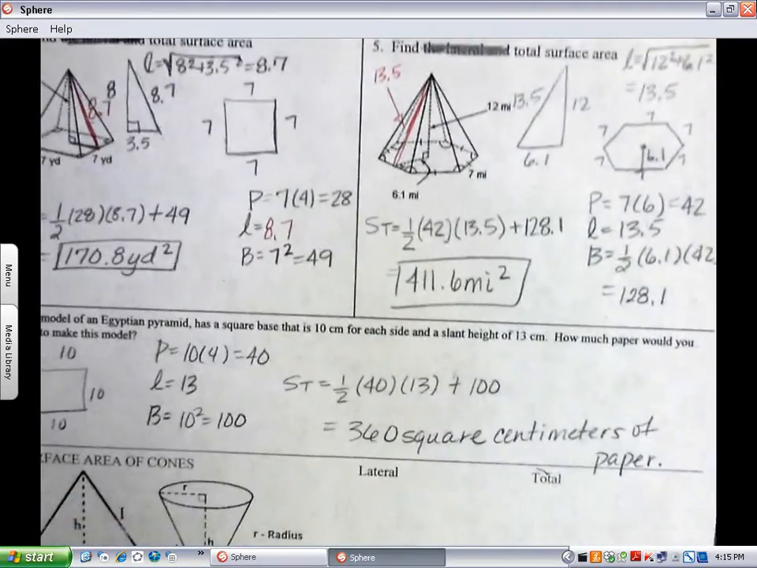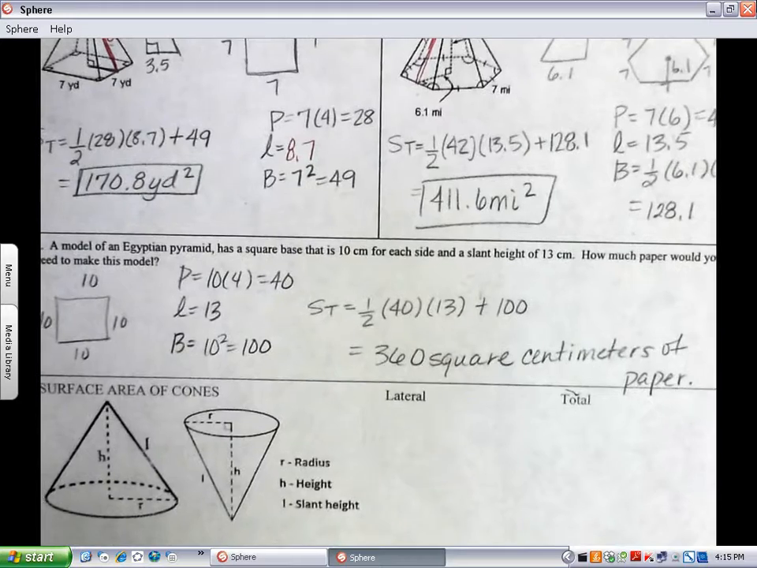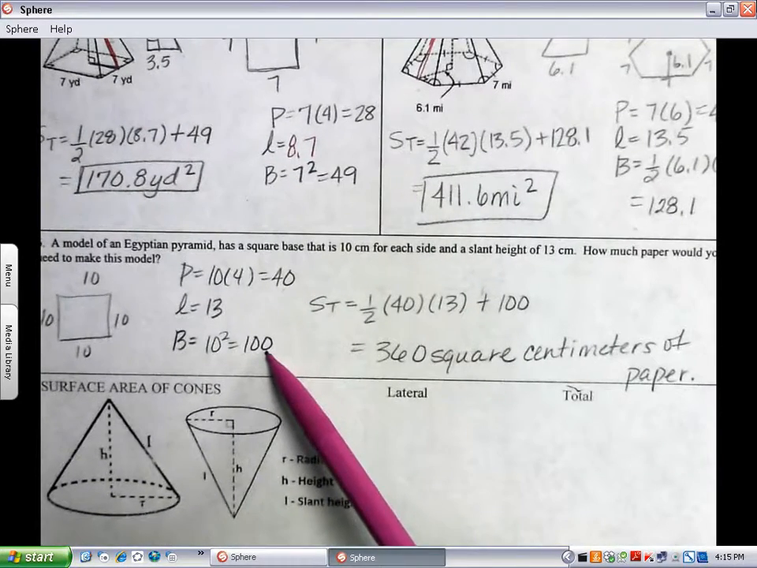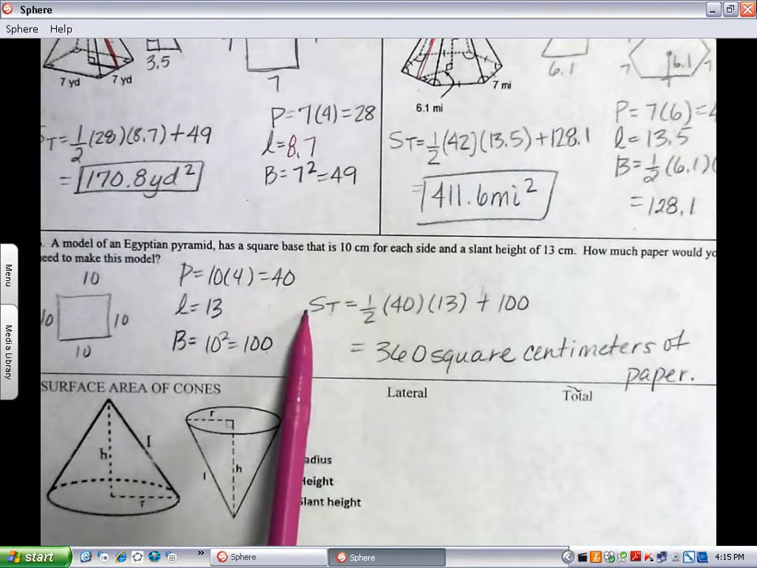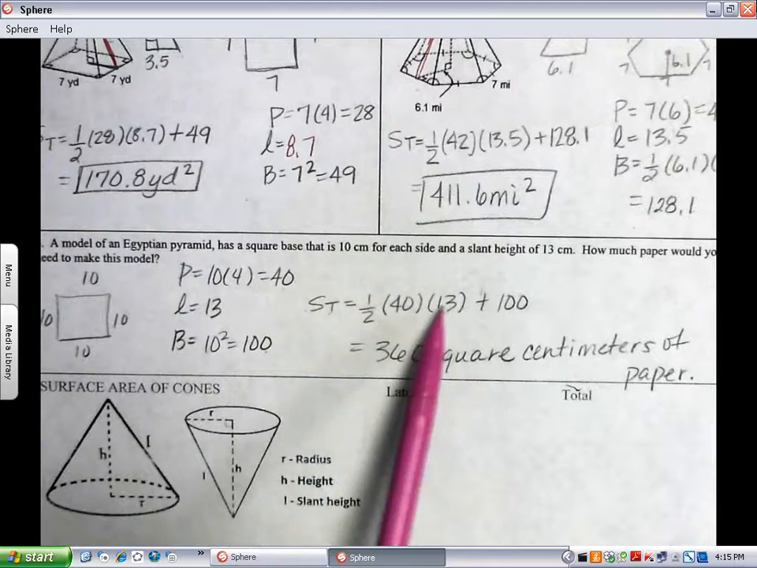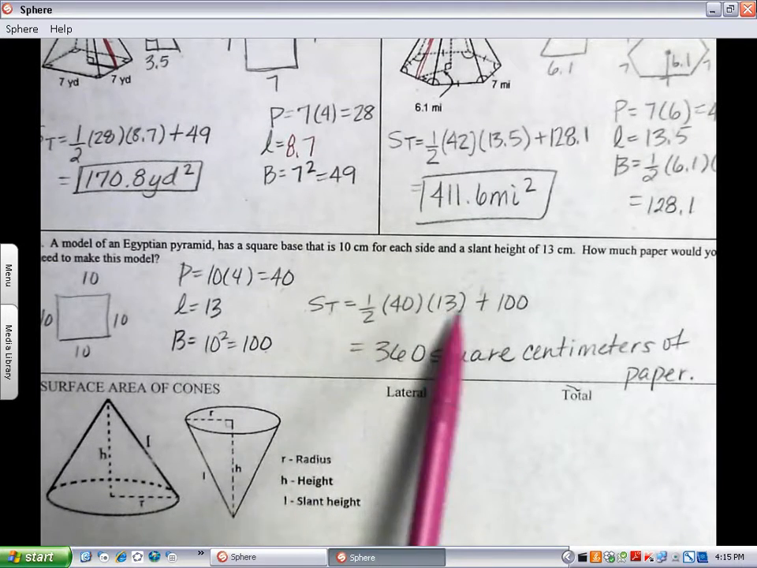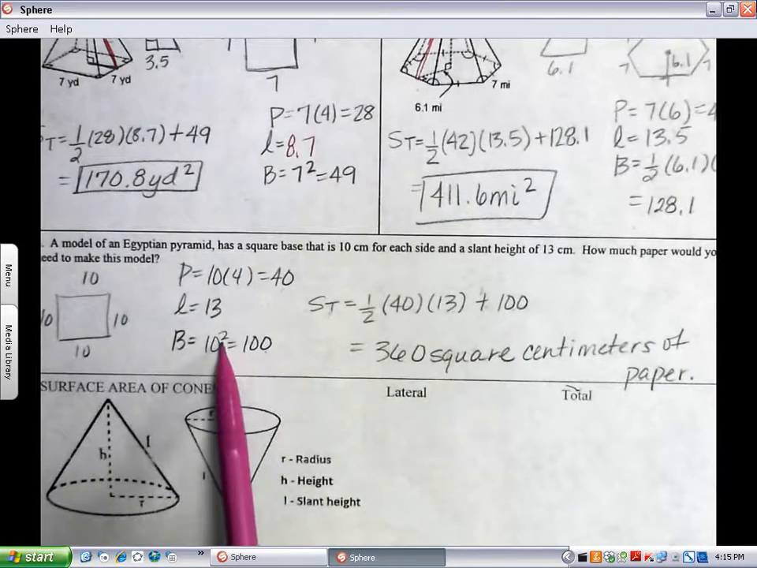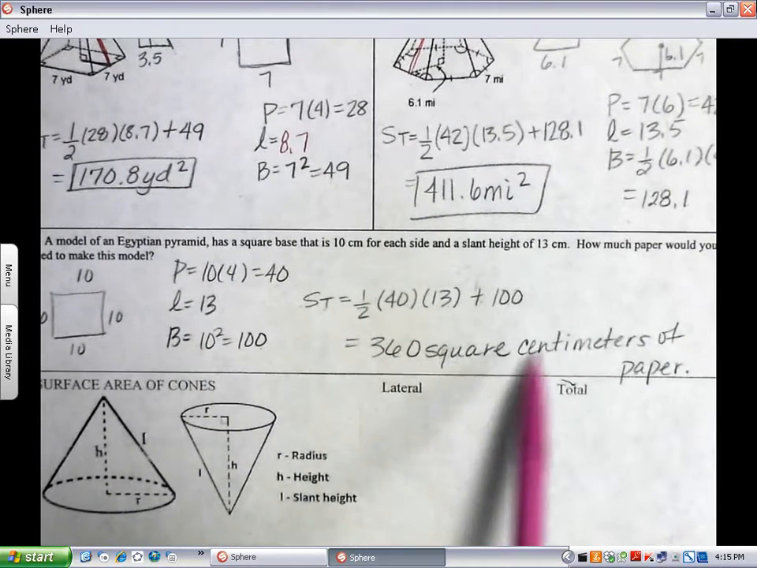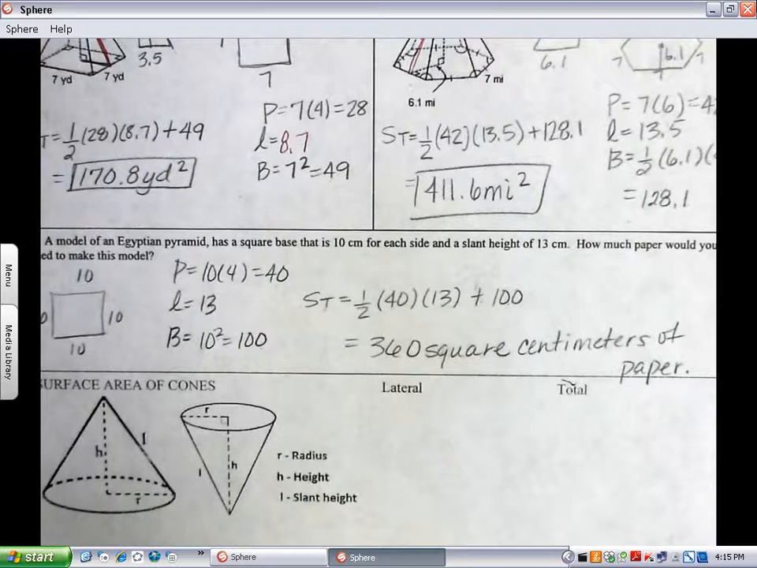So, I found my perimeter to be 40 and my base area to be 100. So finding the total surface area, I do 1/2 times P, which is 40, times L, which is 13, plus the base area, which is 100. And you get 360 square centimeters of paper needed to make the model of the pyramid.